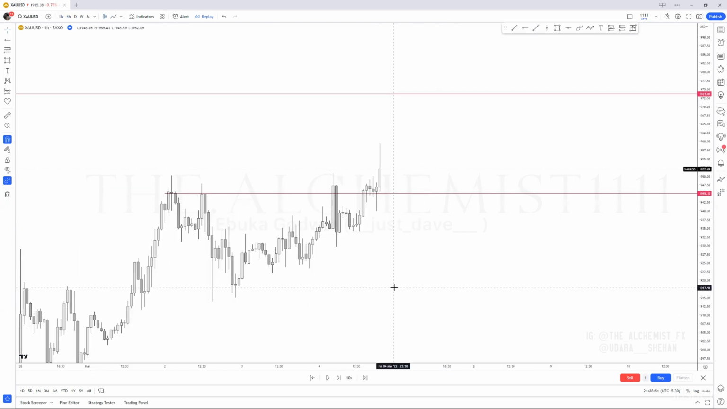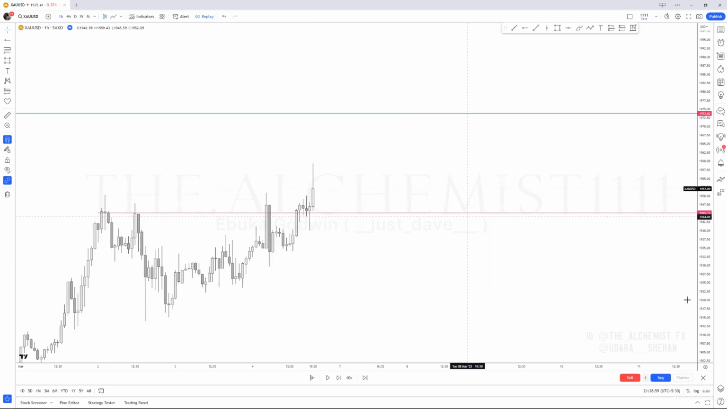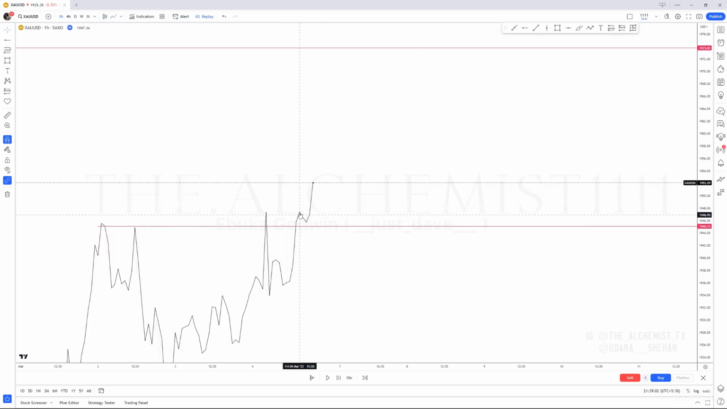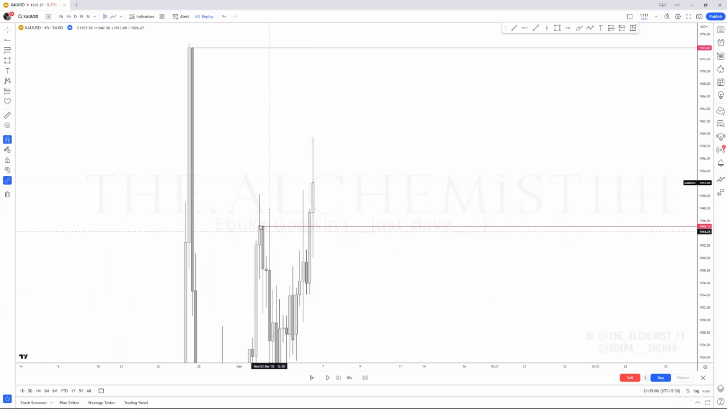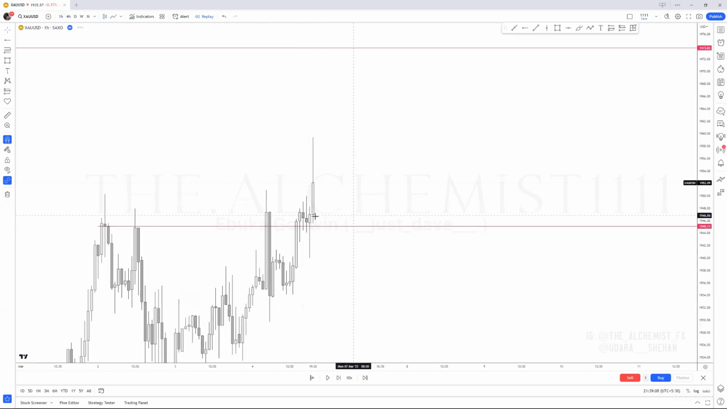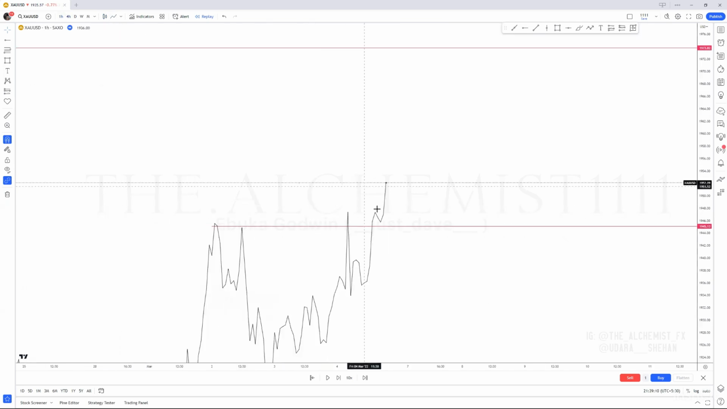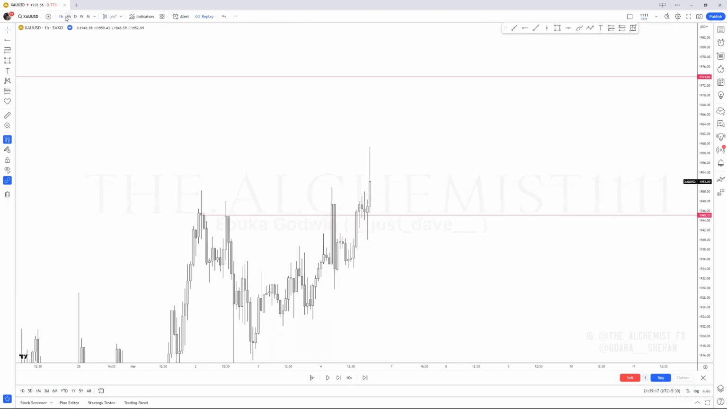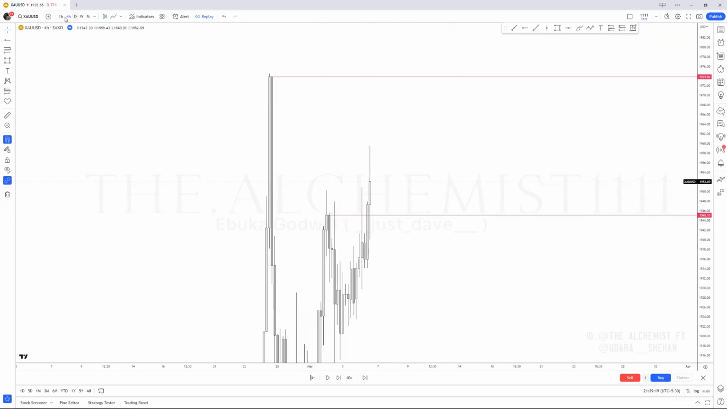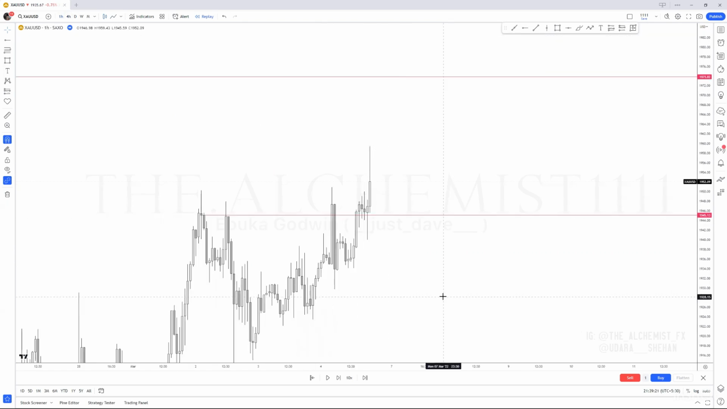Can you see what H1 has done? H1 has broken structure. H1 has clearly broken structure right here to the upside. So now H4 has rejected H4. Go to H1. H1 has broken structure. So let's see how we can recover from the loss we took today. H4 rejects H4. H1 breaks.